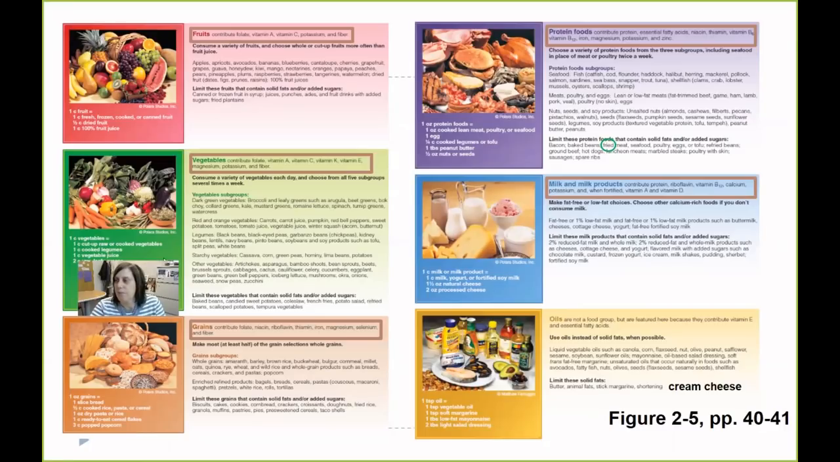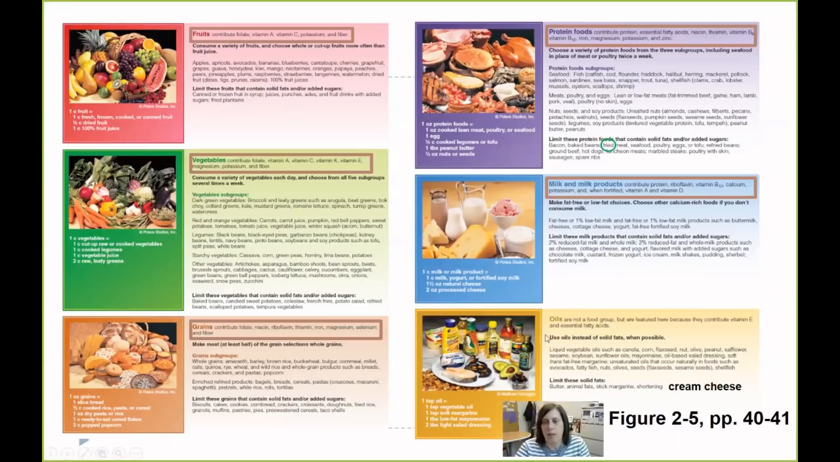And when it comes to oils, this isn't a food group, but I want you to know food sources of oils. So what are good sources, or what are examples of oils, and then what are examples of solid fats. Now, solid fats are the ones that we want to limit.